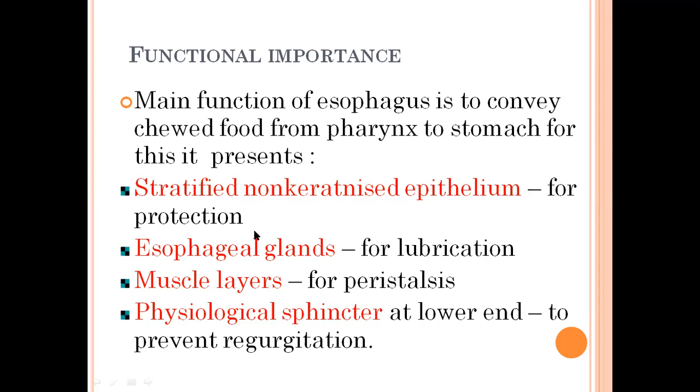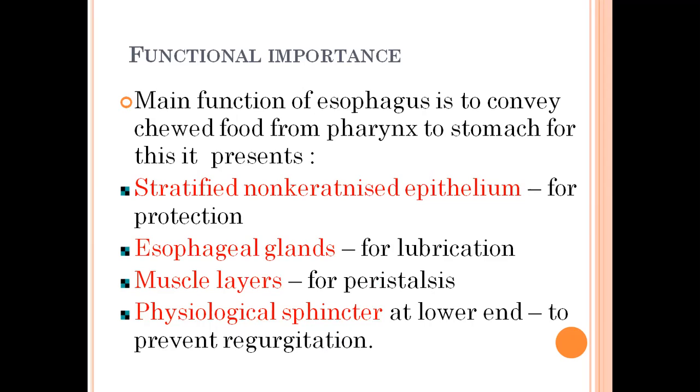In the submucosa, these are esophageal glands, which lubricate food. The secretions of these glands enter the lumen of the esophagus, helping in the formation of the food bolus and in lubrication. The muscle layer, what we saw, inner circular and outer longitudinal, skeletal and smooth in different parts of the esophagus, helps in peristalsis. We have a physiological sphincter at the lower end to prevent regurgitation. Okay, that is the sphincter seen at the junction of the lower end of the esophagus and the upper part of the stomach.